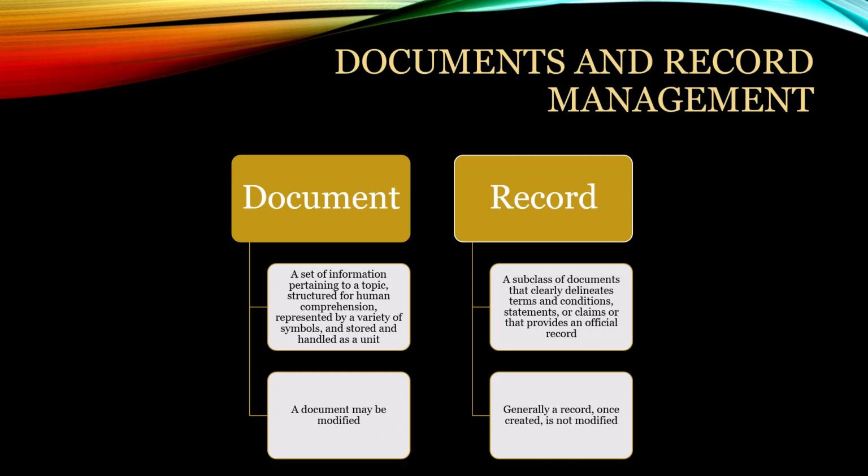So there's also the documents and record management. The document is going to be a set of information pertaining to a specific structure, topic, a human, something. The record is a subclass of document that clearly delineates the terms and conditions, statements, or claims that provide an official record. So records are more official, where a document is just a set of information pertaining to a topic.